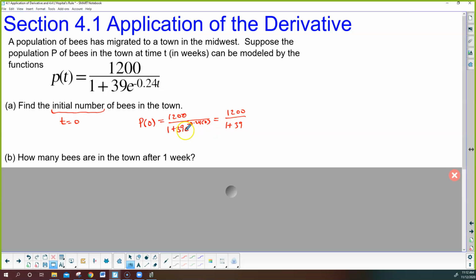So I've got 39 times e to the, well, this whole exponent is going to turn into 0. And then they are expecting that you know that e to the 0 is 1. That's the reason why they put this problem on there. So then I get 39 times 1 is 39. And then I just have 1200 divided by 40. You don't need to show any of this work. But if you cross the zeros out, 120 divided by 4 ends up being 30.